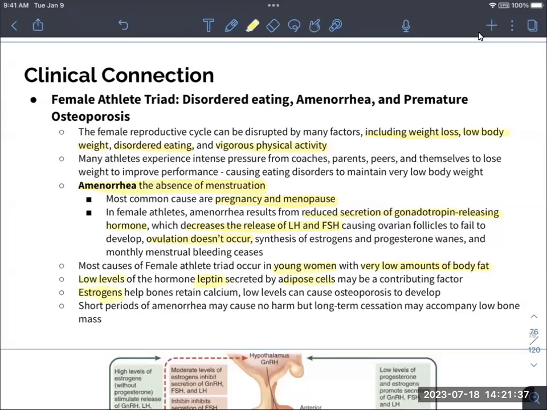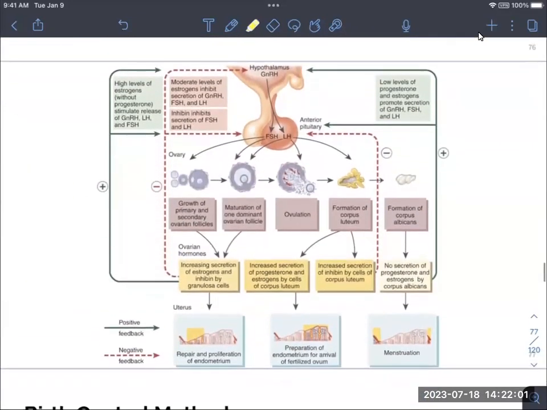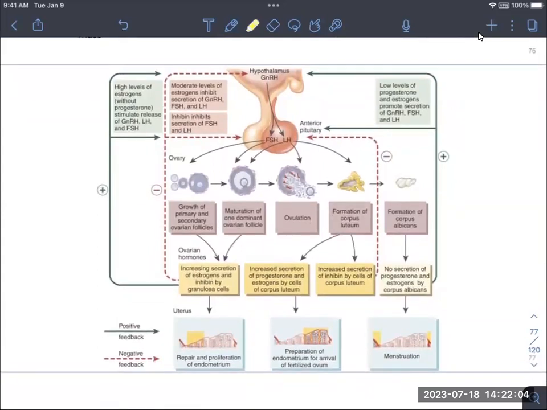Estrogen is what helps to maintain your bone calcium levels. If you're not secreting enough estrogens, this is what causes osteoporosis to develop at a very young age. Short periods of amenorrhea are usually not harmful, but if it lasts for very long periods of time, it can cause a very low bone mass. So this chart here shows the negative and positive feedbacks of how these different hormones, these different cycles, everything that is happening within the uterus and the ovaries, are causing all of these different stages to occur.